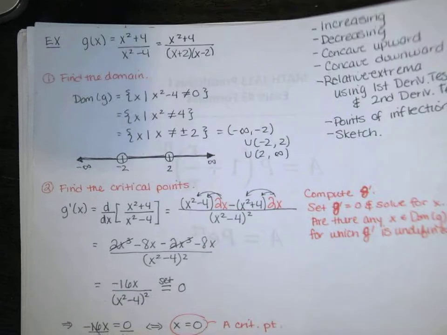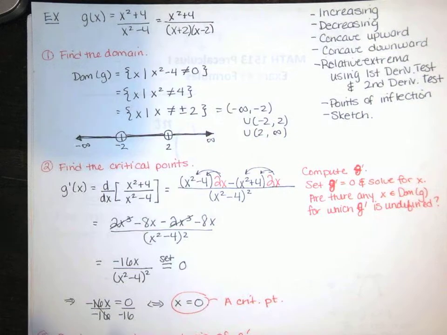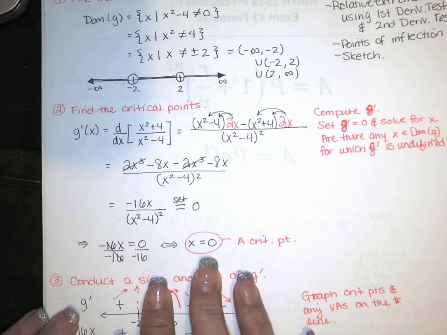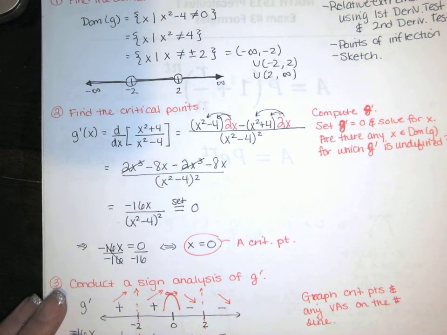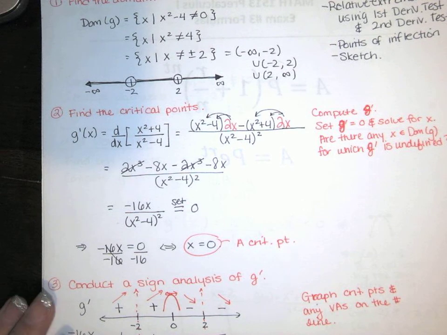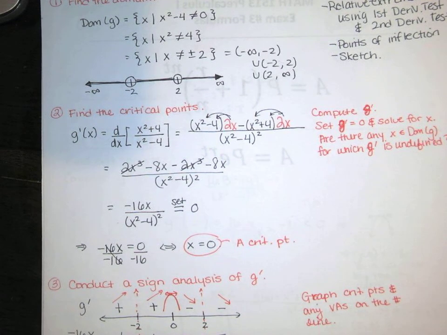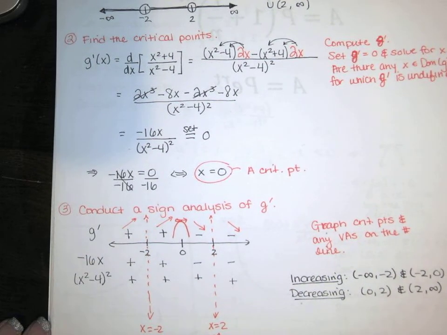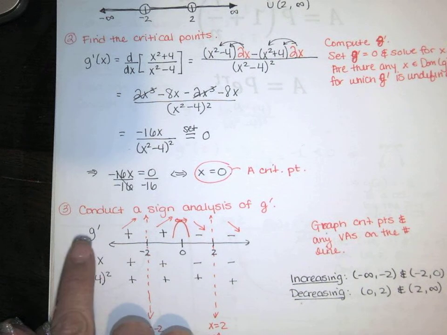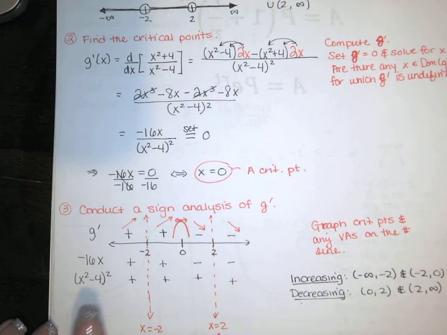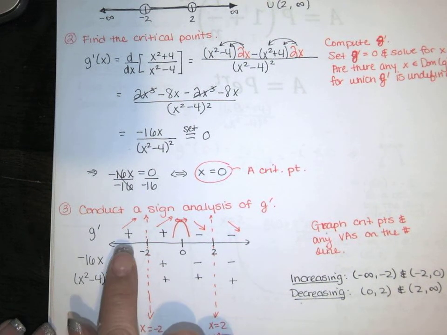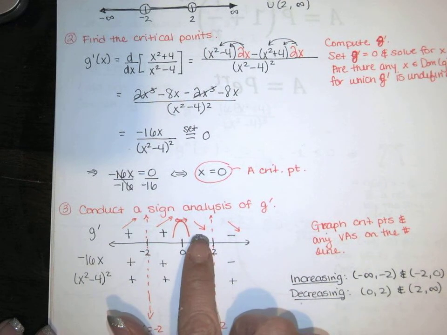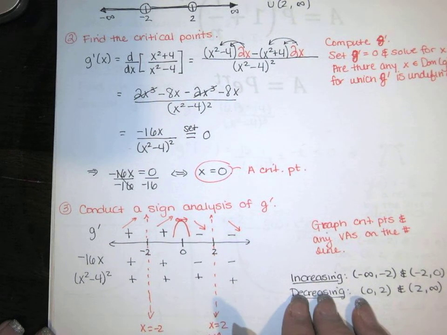Now again, the way we do this, always find the domain first. Then you find the critical points of the function. So you take the derivative, set it equal to 0, and think about any x values in the domain for which the derivative is undefined. All of those plus the asymptotes have to go on this number line. Then you conduct a sign analysis of the first derivative to get this. If the first derivative is positive, the function's increasing. If the first derivative is negative, the function's decreasing.